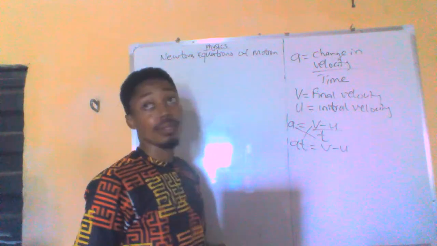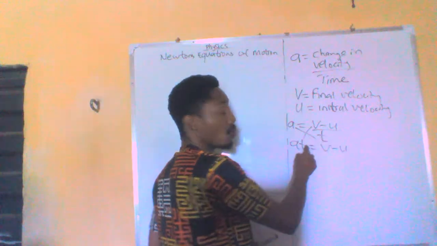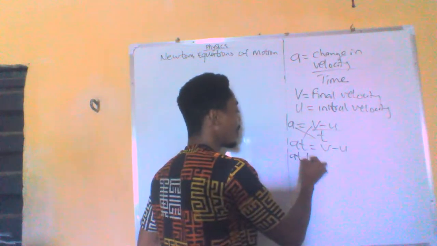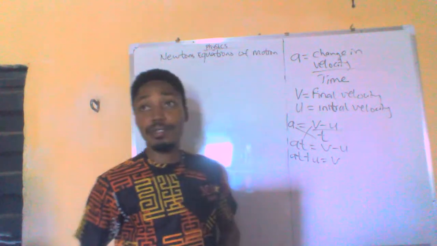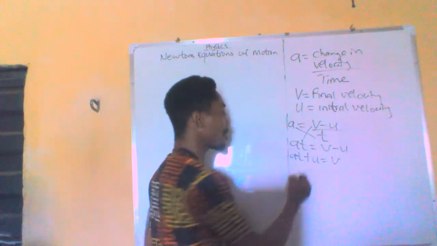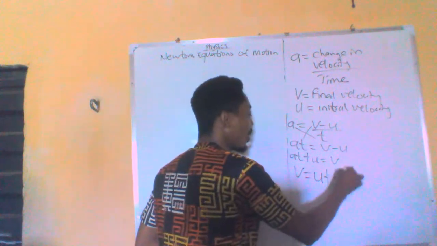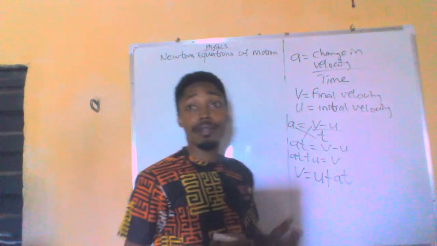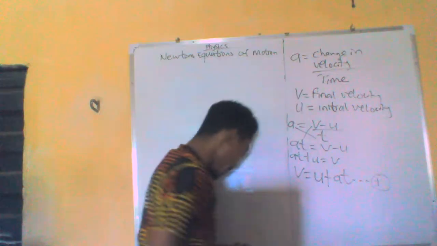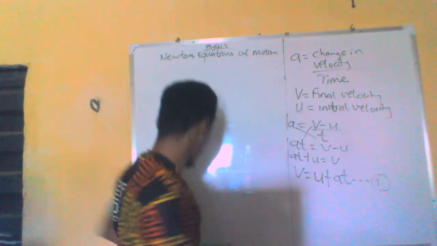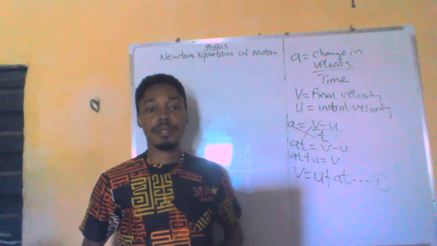If AT is equal to V minus U, make V the subject of the formula. Simply take minus U to the left hand side. What I will have is that AT plus U is equal to V, which can also be written as V equals U plus AT. So, simple and obvious, we have gotten our first equation of motion, which says that V is equal to U plus AT.